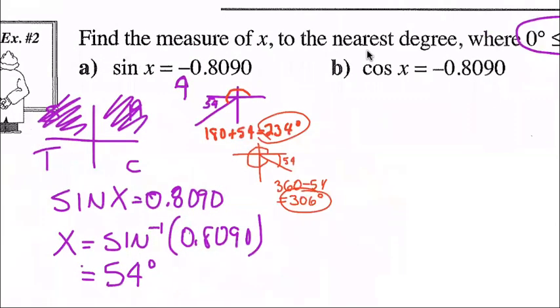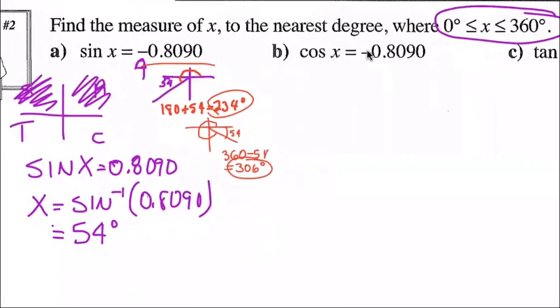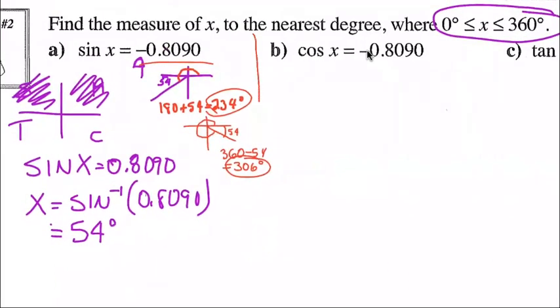And you could test that on your calculator. You could simply go sine of 234 and sine of 306 and see that they're both going to work out to negative 0.8090. Okay, it's not a difficult process, but it's very specific in the steps that you have to follow.